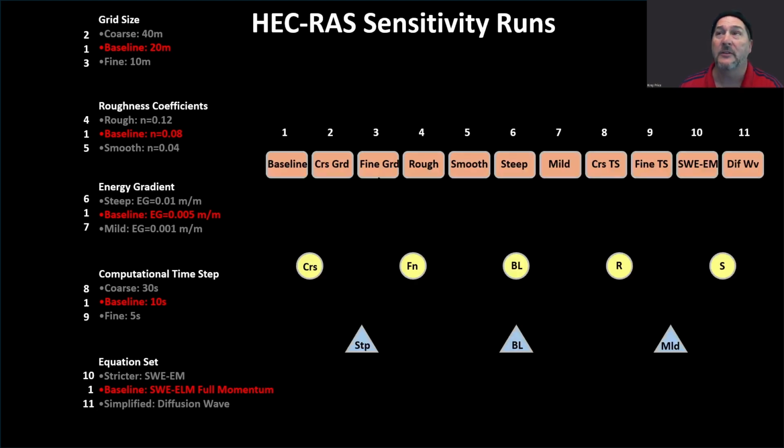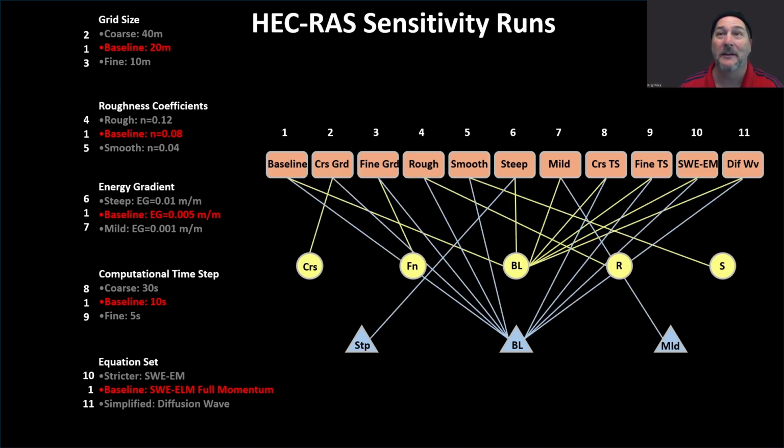So you look at the setup here, and how would they be linked together? Again, this looks very complicated in the beginning, but when you look at how these are linked, this is actually as simple as it gets compared to what you could have if you were running Monte Carlo analyses. Now, in that case, if we had 3 different grid sizes, 3 different roughness coefficients, and so on, that would be 3 times 3 times 3 times 3 times 3.